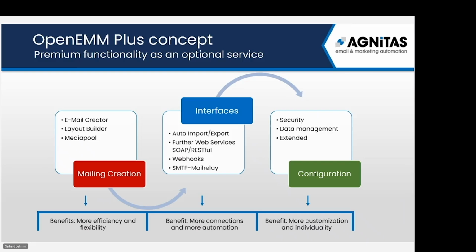The new functions relate to three areas. Firstly, we offer a new solution for mail creation, which consists of three individual features and provides you more efficiency and flexibility when designing your mail links. Secondly, we are expanding the existing data interfaces with additional options so that you can connect OpenEMM even more easily to the imported software and transfer data automatically between the applications. I will show you what it says in a moment. You also have the option of using an additional configuration function that allows you to customize the security settings even further. And let's take a look at the features in detail.